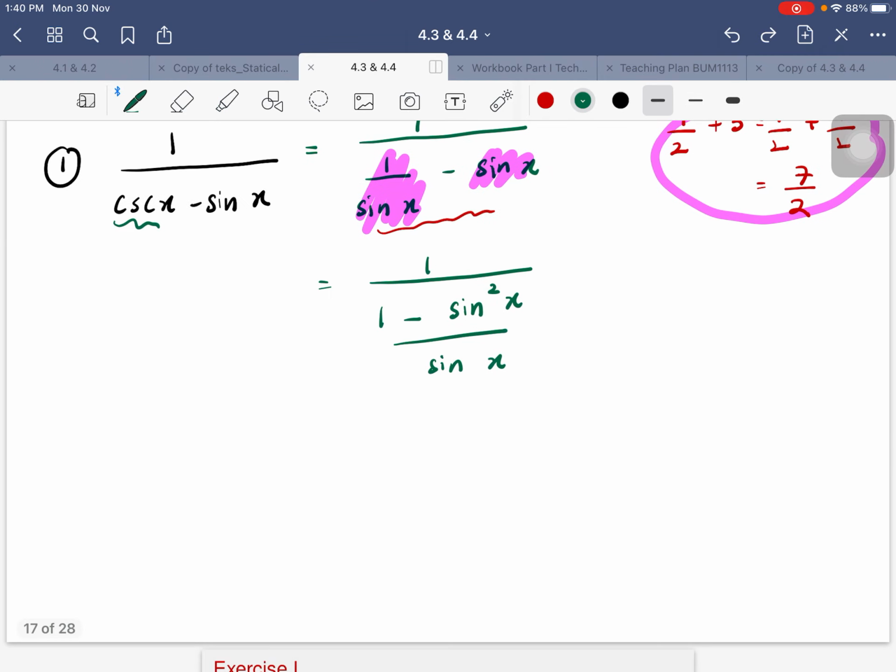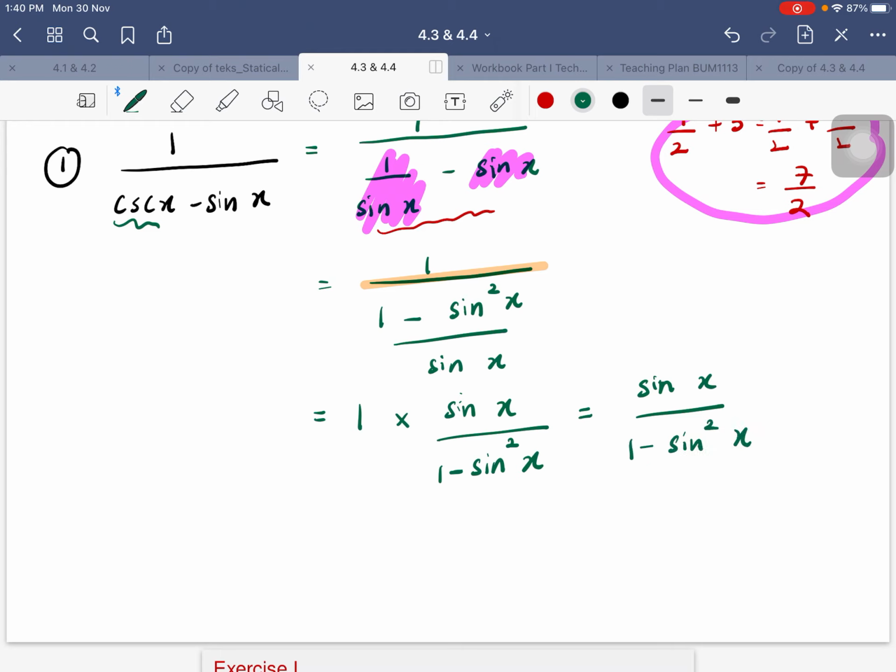Now that I have this form, I can simply flip it around, because this is 1 over, so this is actually equivalent to 1 division. So I have a division over here. I'm going to flip it around and make it in terms of multiplication. So this is going to be 1 multiplied by sine x over 1 minus sine square x. Sorry, it's a square over here: 1 minus sine square x. That is what happened when I simplified.